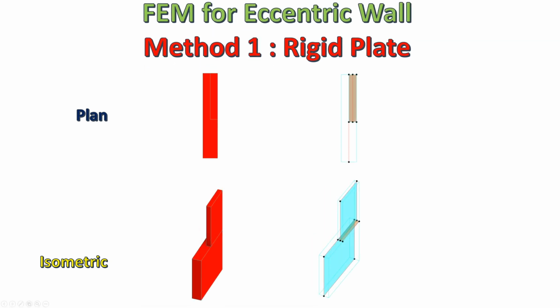Method 1. Create a rigid plate to connect the eccentric wall. The rigid plate could be modeled in Revit using the structural floor category. I recommend creating the rigid plate in the link file so that the rigid plate will not overlap with a structural wall. The rigid plate could also be made separately within the finite element software so that there is no rigid plate model in Revit.